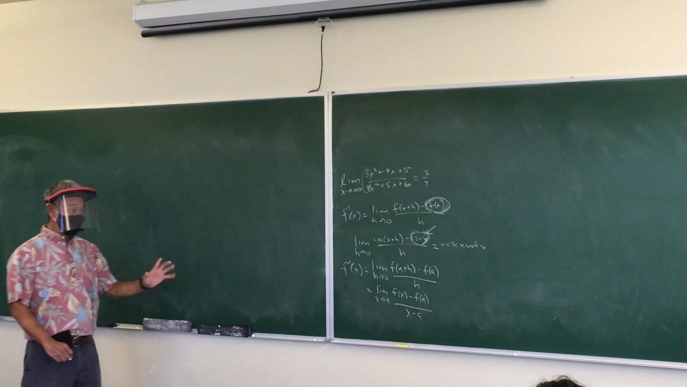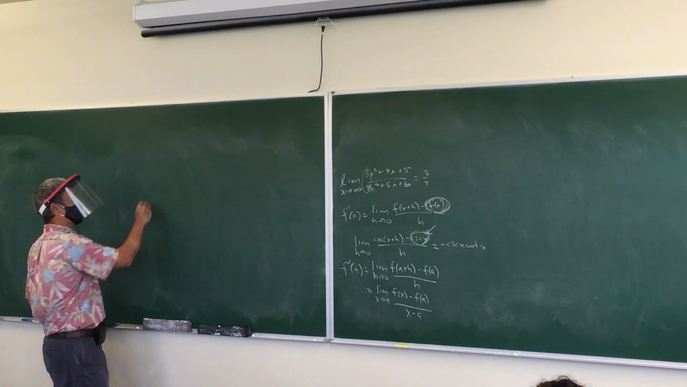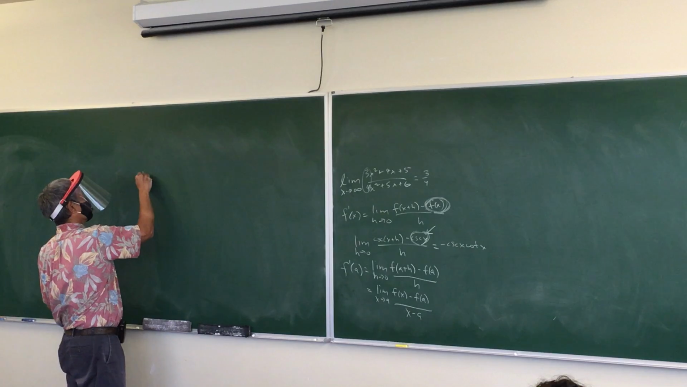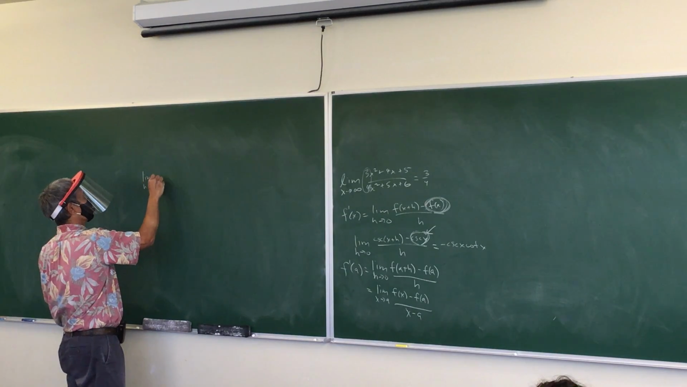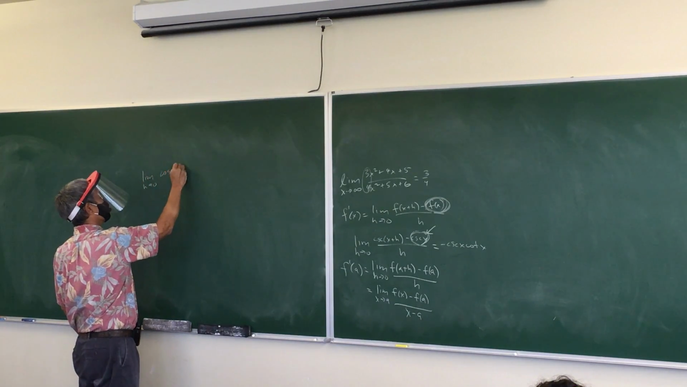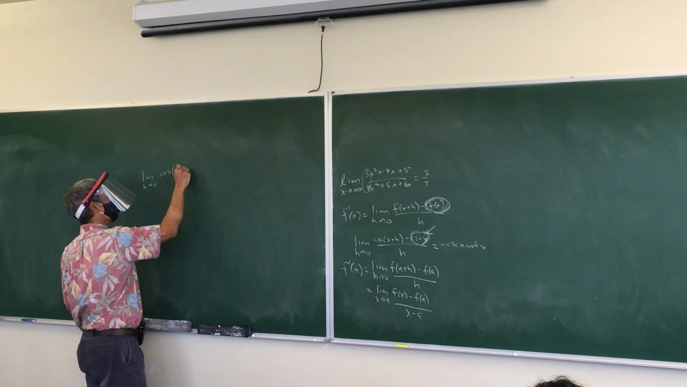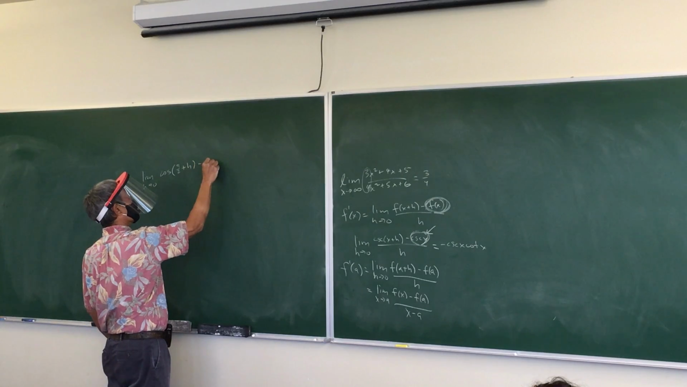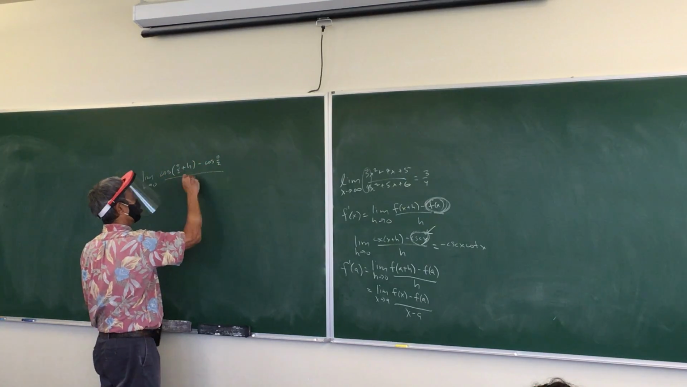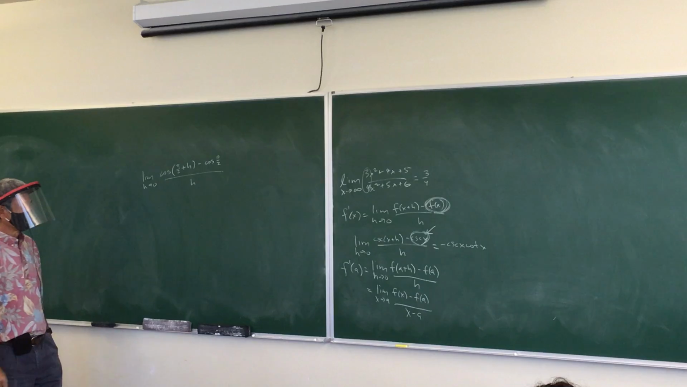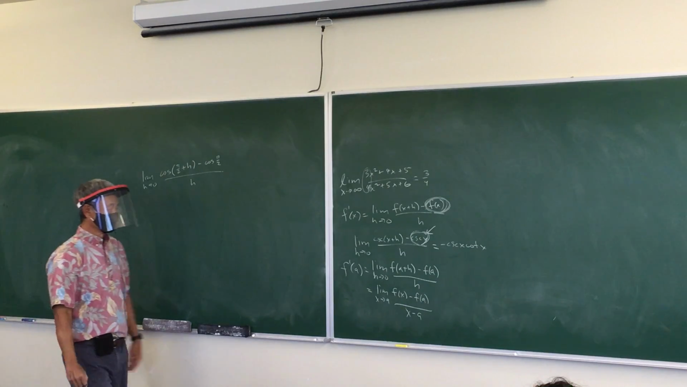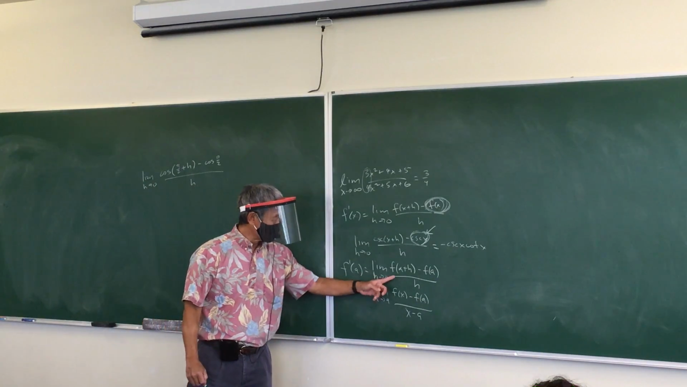Okay, and it can show up anywhere now. So here could be an example. What is the limit as h approaches 0 of cosine of pi over 2 plus h minus cosine of pi over 2, all over h? So you can tell that it's this one right here, right?